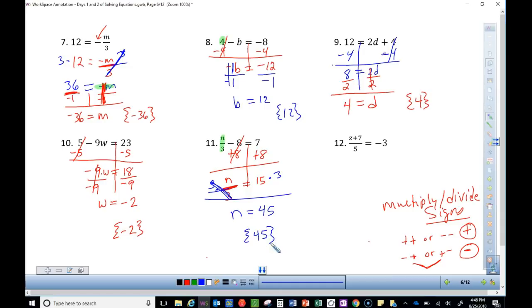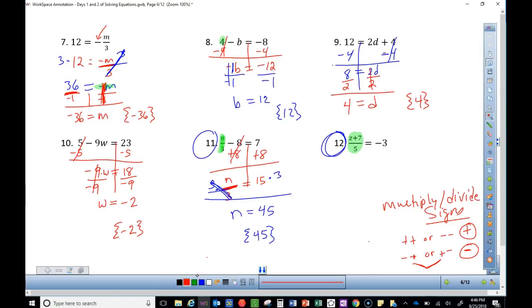Now, it's really important to notice the difference between 11 and 12. On 11, the variable was the only thing tied up in the fraction. So we got rid of that negative 8. On number 12, this whole thing is tied up in the fraction. So we can't do anything until we clear that fraction.